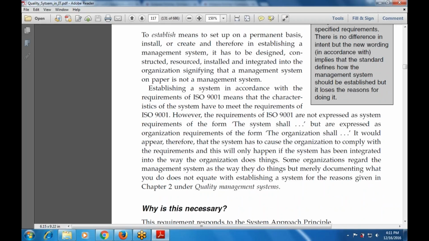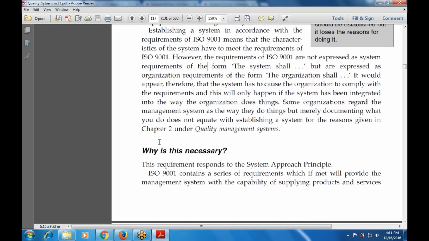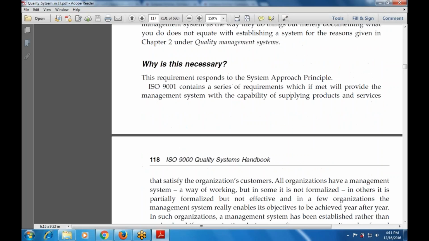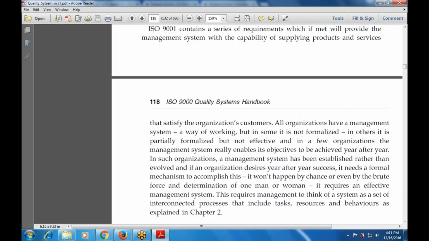Now, why is this necessary? What is the main use of this? Well, this responds to the system approach principle. It also contains a series of requirements which, if met, will produce a management system with the capability of supplying products and services that satisfy the organization's customer.